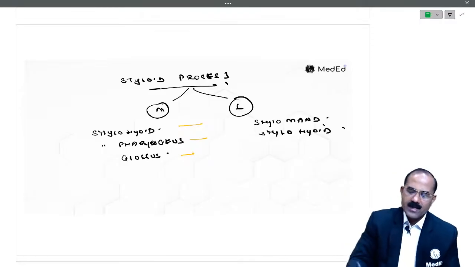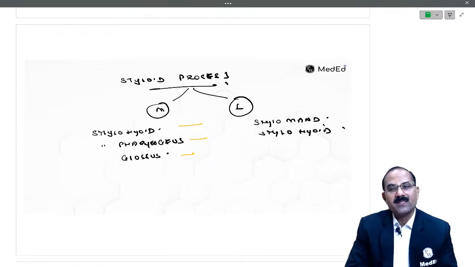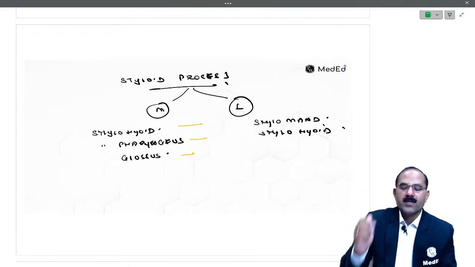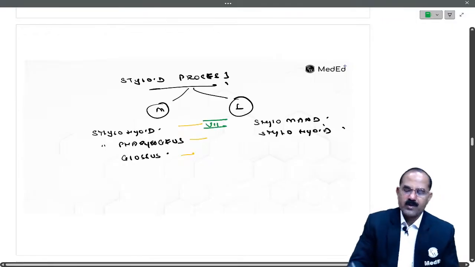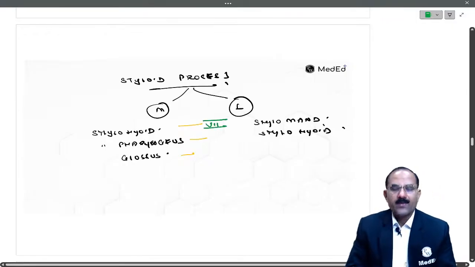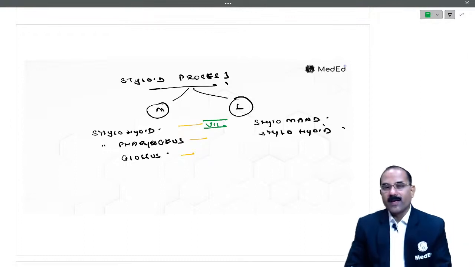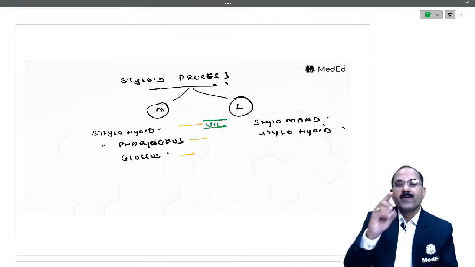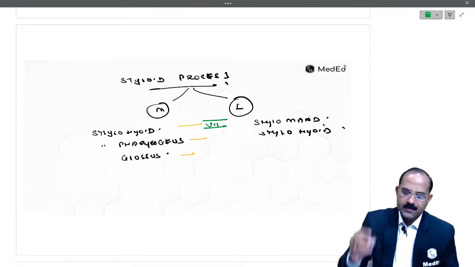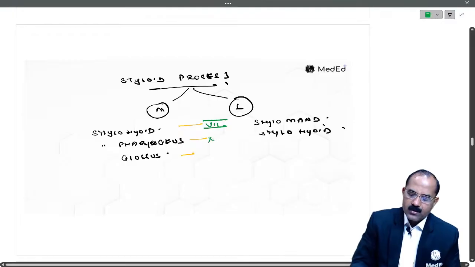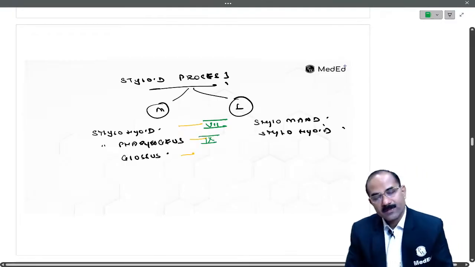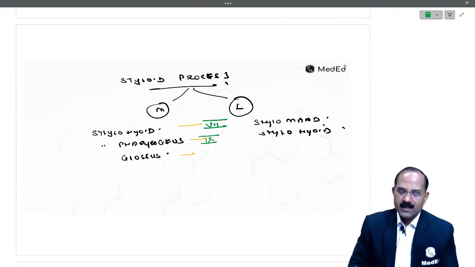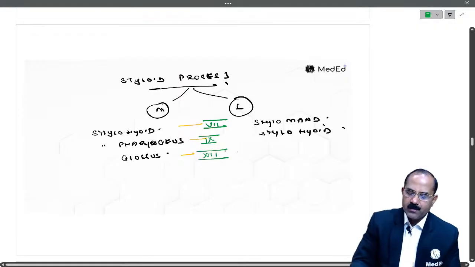Stylohyoid and posterior belly of digastric are supplied by one nerve. They are developed from the second pharyngeal arch. The nerve is the facial nerve. The anterior belly of digastric and the mylohyoid are supplied by the mandibular nerve, first pharyngeal arch. Stylopharyngeus is supplied by the glossopharyngeal nerve, third pharyngeal arch, and the third pharyngeal arch has only one muscle, that's stylopharyngeus. And styloglossus is supplied by the hypoglossal nerve.